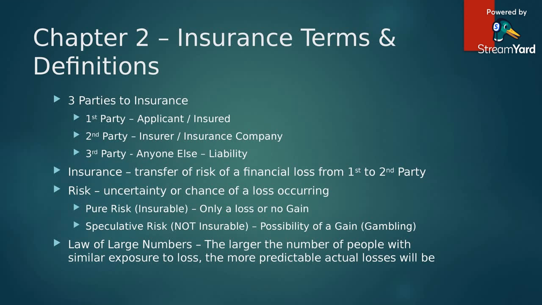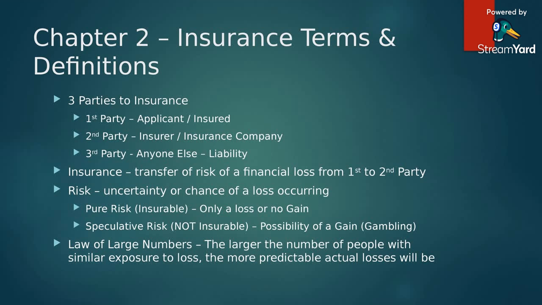Insurance is defined as the transfer of risk of a financial loss from the first party to the second party. Risk is defined as the uncertainty or chance of a loss occurring. There are two types of risk, insurable and non-insurable. The insurable type is pure risk. In this case, you can only have the chance of a potential loss or no gain happening. Speculative risk, which is tantamount to gambling, has a possibility of a gain, and because of this, speculative risk is generally not insurable.